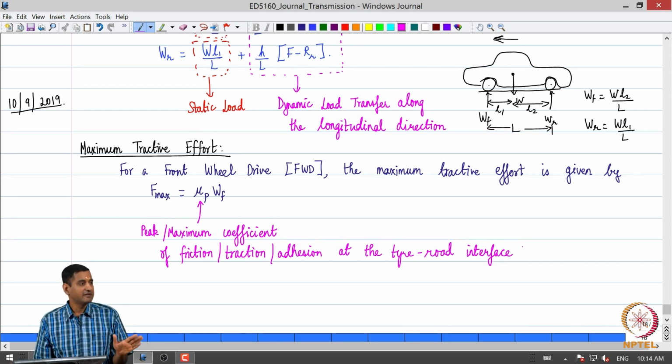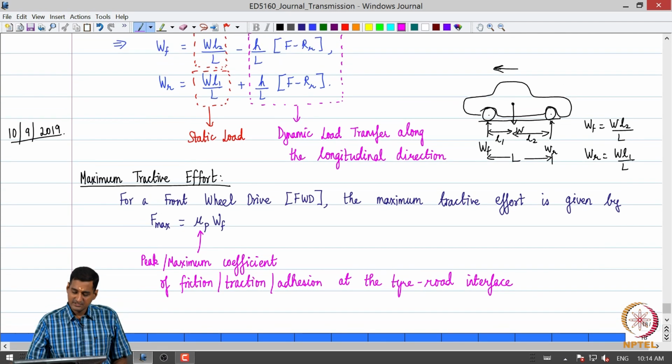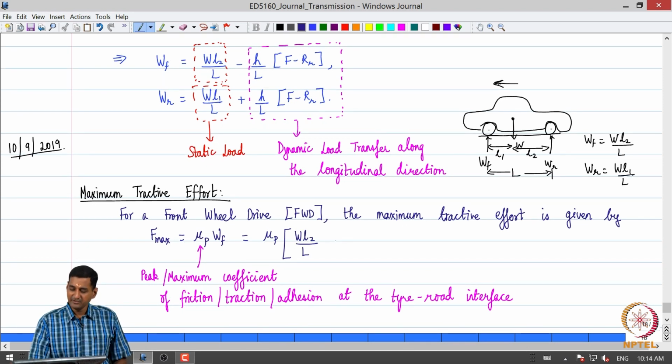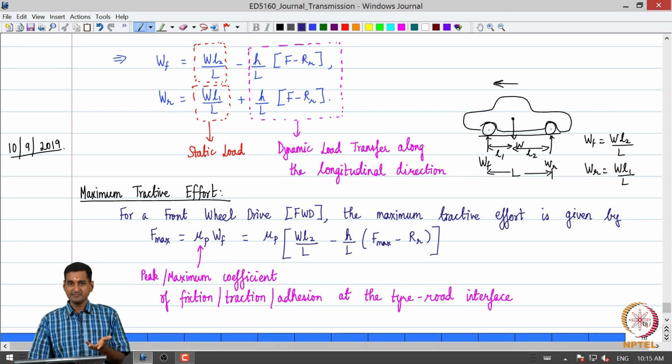So for a front wheel drive, since only the front wheels are driven, we take F max to be mu p times WF, where WF is the normal load on the front wheels. Now we substitute for WF. That is going to be W L2 by L minus H by L multiplied by F minus RR, but now F will become F max, because we are dealing with the limiting maximum force that is available.